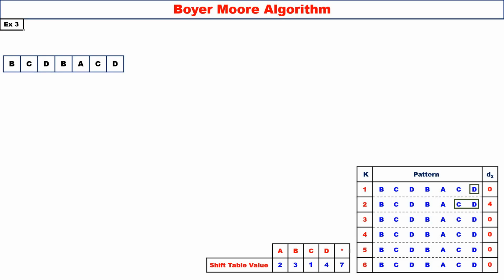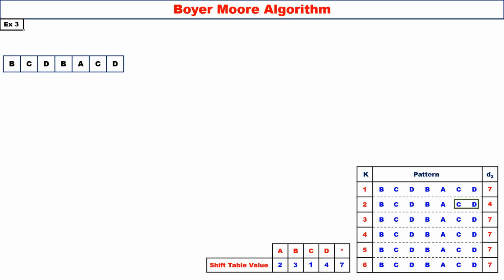D. Is it found as the prefix? No. Therefore, it is initialized to length 7. ACD, no, it is not found, initialized to 7. Again, for this also it becomes 7. So we have constructed the D2 table also.